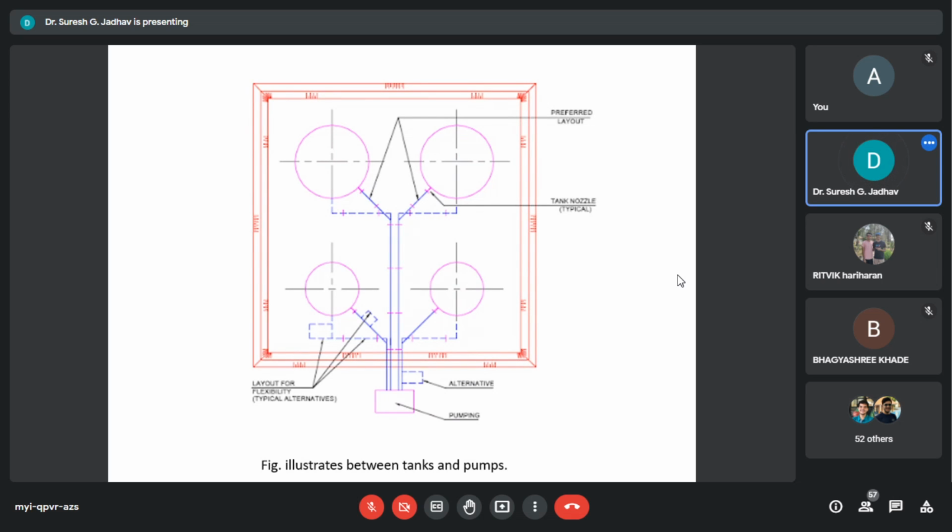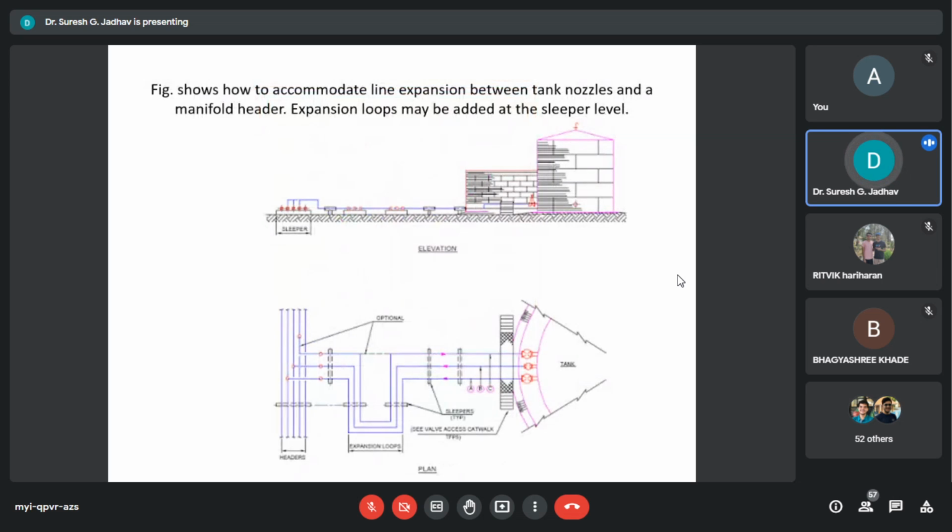In most cases, the direct routing between 2 points. Like here, first one is the tank nozzles, another is the prime layout consideration of the pumps. And in the layouts here we can consider the normal line expansion and stresses. So you can see the illustration between the tanks and the pumps. With the help of this layout, we can accommodate the line expansion between the tank and nozzle.